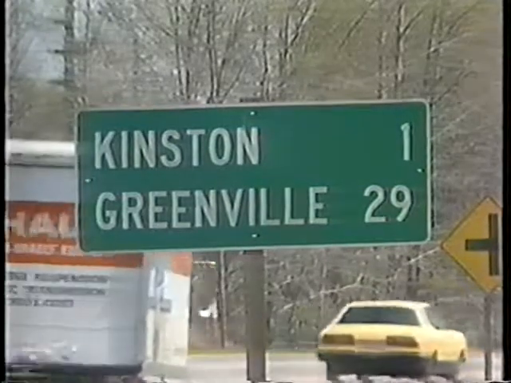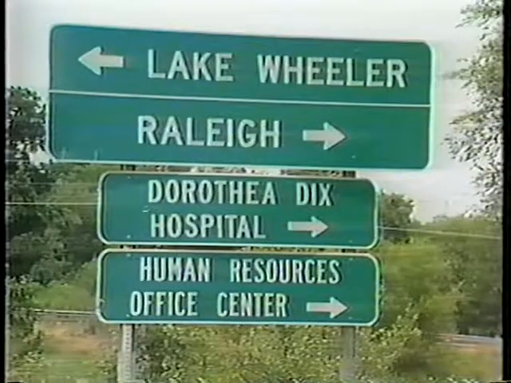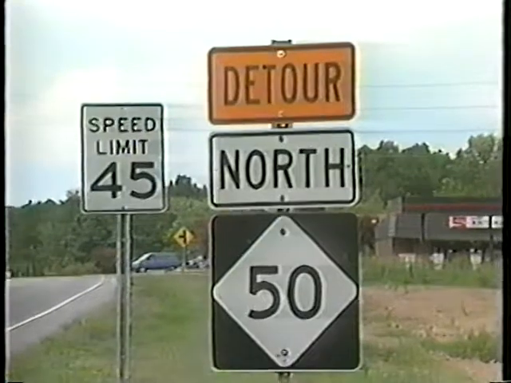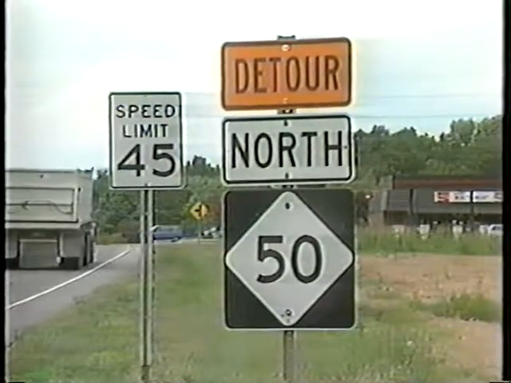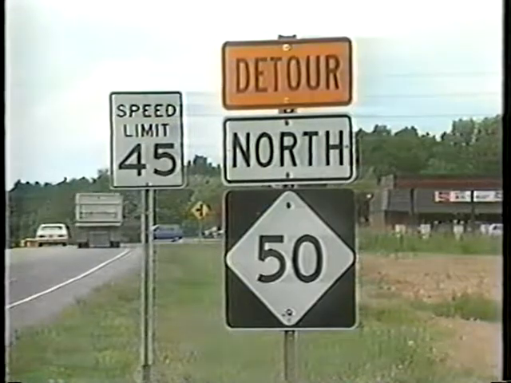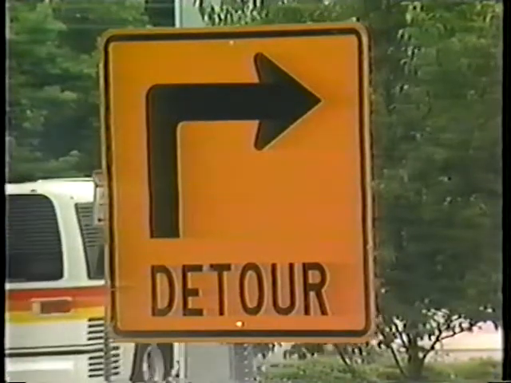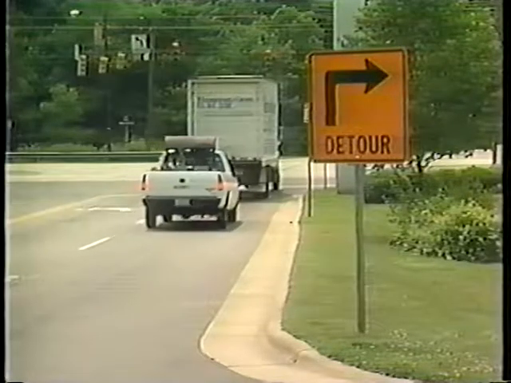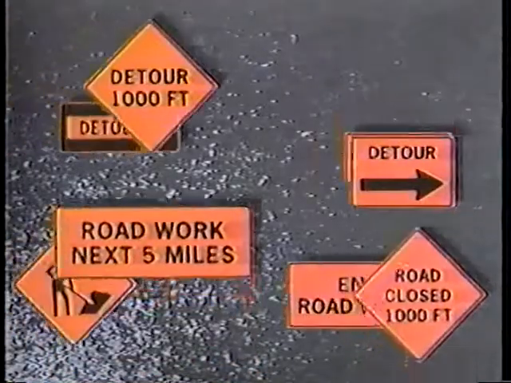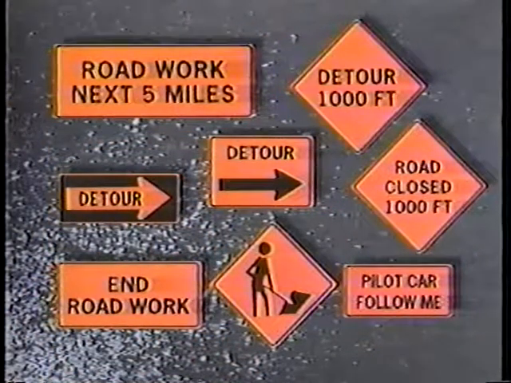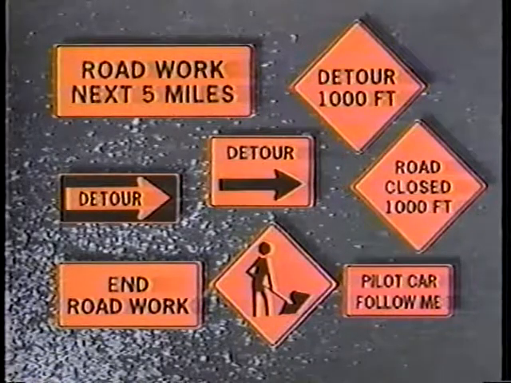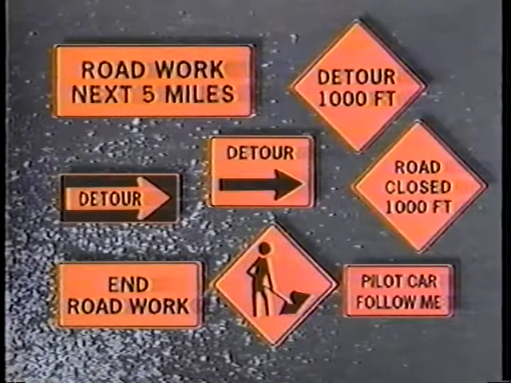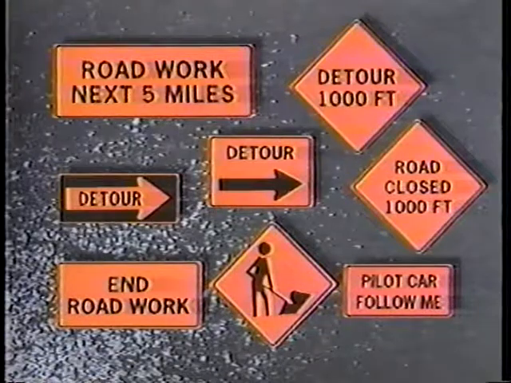Guide signs show destinations, directions, services, points of interest, and other geographical or cultural information. Informational signs are required at work zones for standard route markings when temporary route changes are necessary. Directional signs and street name signs are used with detour routing and may have a black legend on an orange background. Special information signs relating to the work being done also have a black message on an orange background. Some examples are road work next 5 miles, end road work, detour, pilot car follow me.